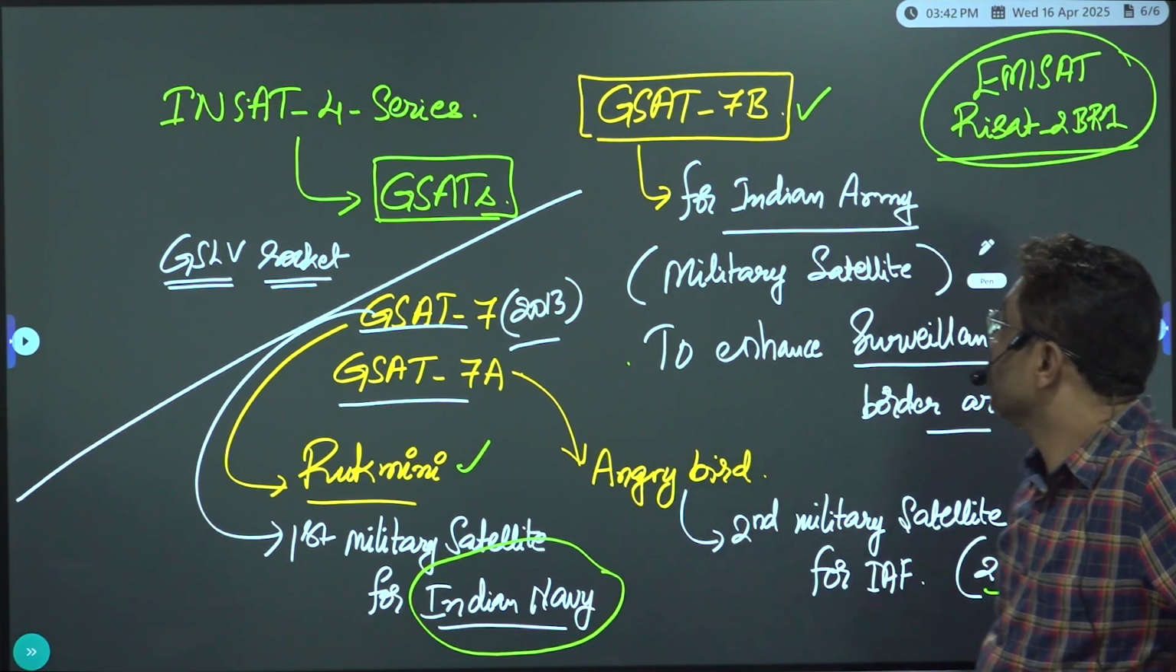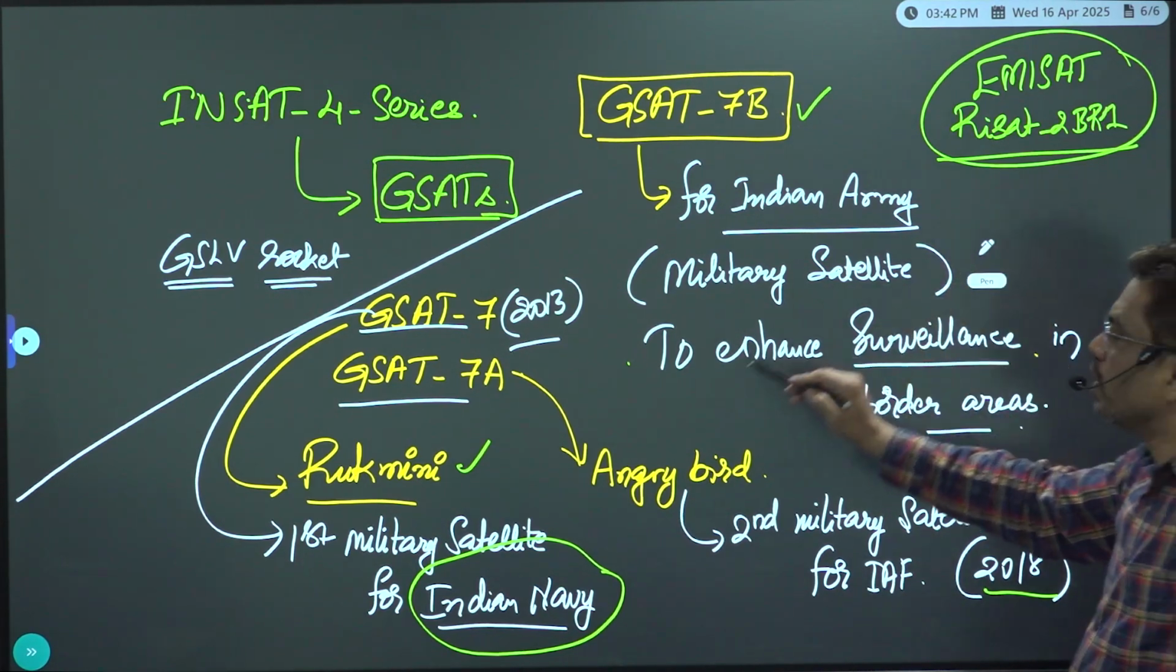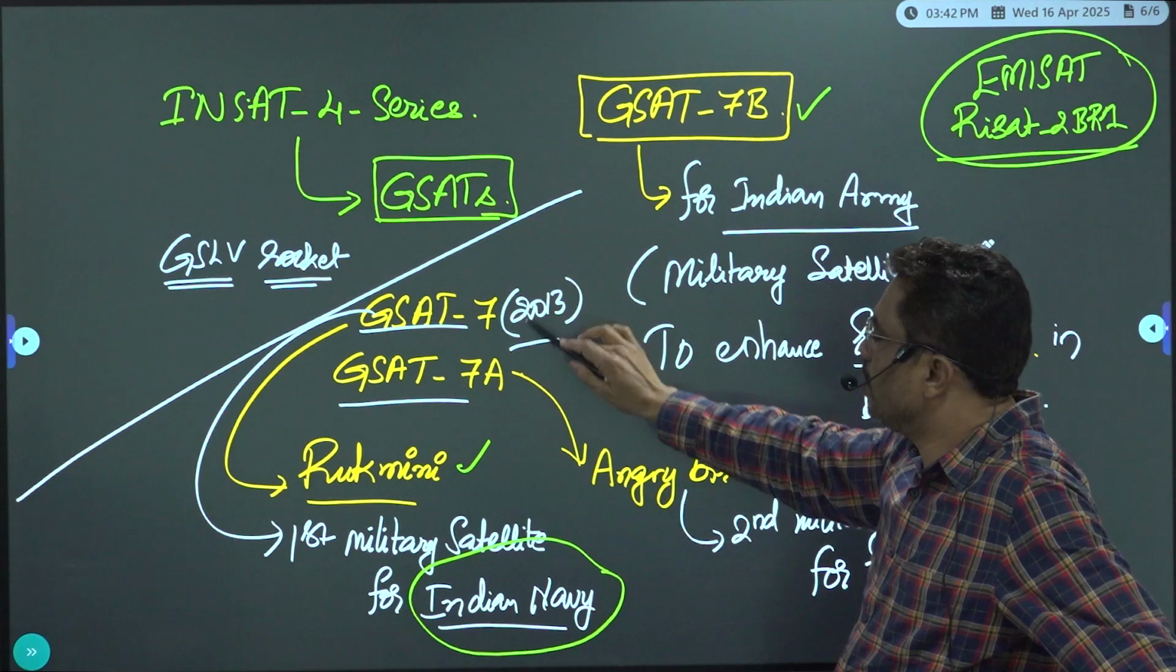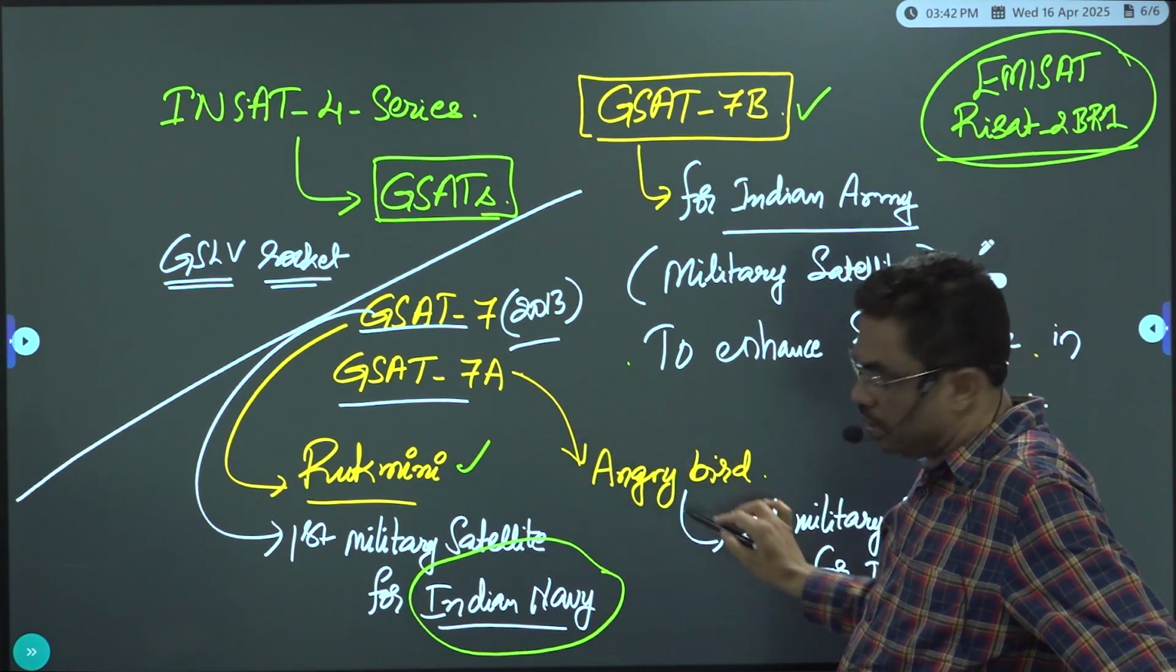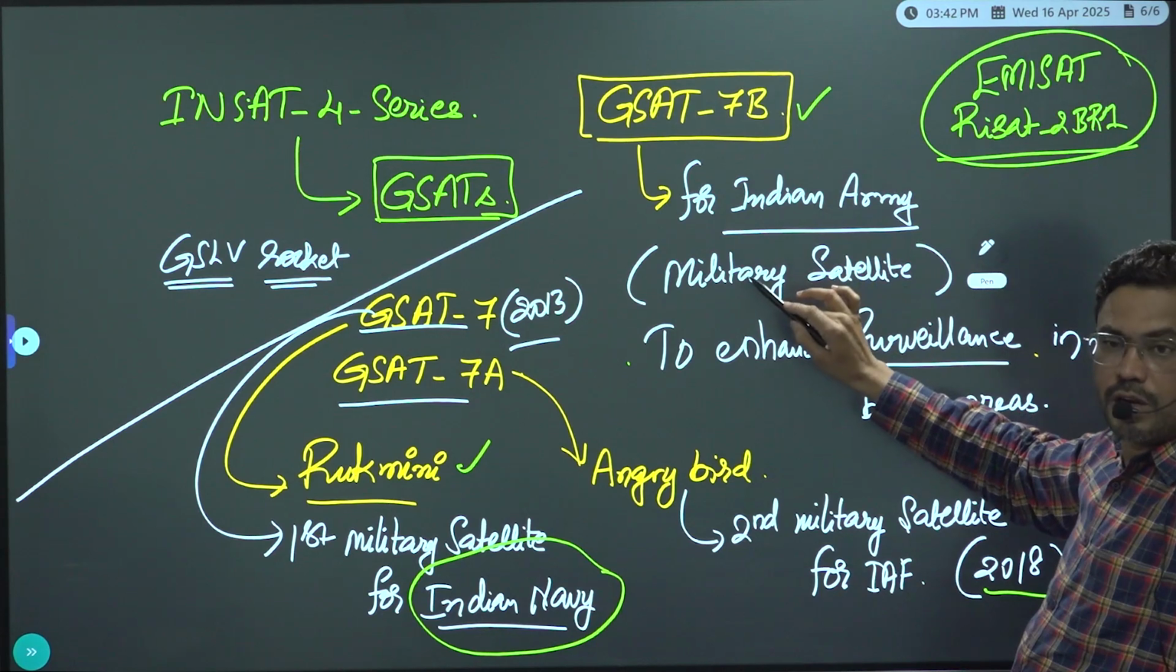Right? So GSAT-7B is for the Indian Army. You remember GSAT-7, Indian Navy. GSAT-7A, Indian Air Force. GSAT-7B, Indian Army. Okay? Just remember these three.